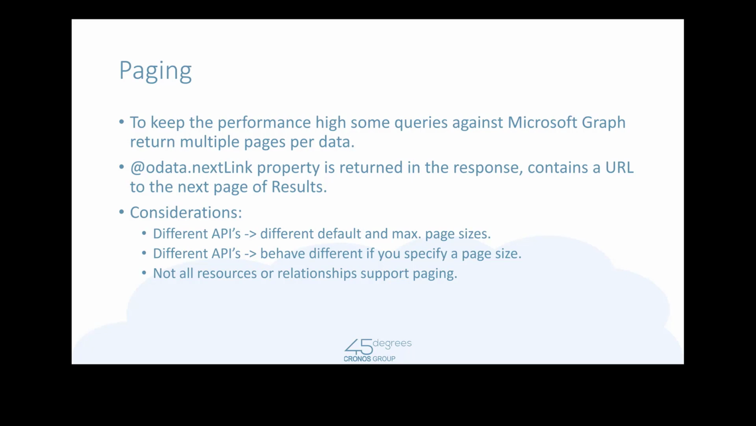Considerations: different APIs have different default and maximum page sizes, so you have to take care of that. Different APIs behave differently if you specify a page size, so you need to consult the documentation for some APIs. And not all resources, like I said before, not all relationships, support paging. If you use the expand feature of the querying, it can be that it doesn't have paging, or paging is cancelled and you only get a certain result. So you have to take care of that and see what results you get.